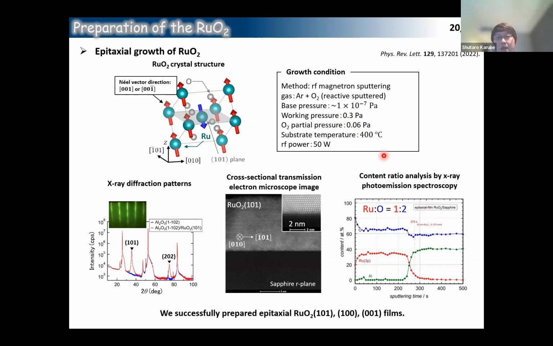Moreover, to study the anisotropy of the spin current generation based on the relative orientation of the Néel vector and the applied current direction, various crystal planes of ruthenium dioxide, such as 100, 101, and 001, have been prepared. The result from the ruthenium dioxide 101 is shown. XRD, TEM, XPS, and other analyses demonstrate the high crystal quality of the prepared epitaxial thin film. The high quality crystal preparation is essential for studying the intrinsic property and the anisotropy associated with altermagnetism induced spin current generation.